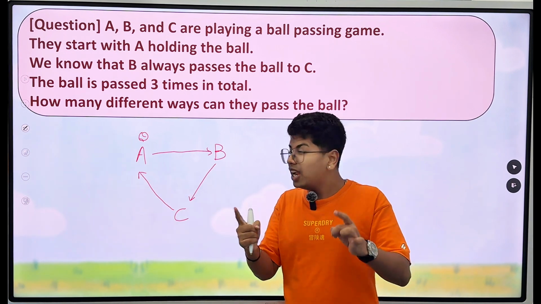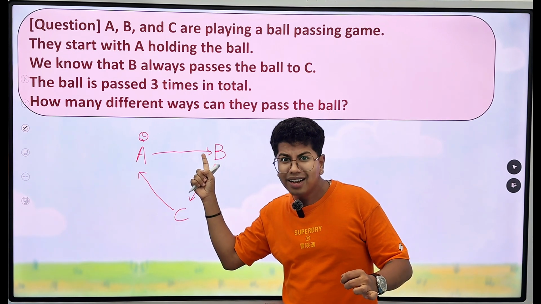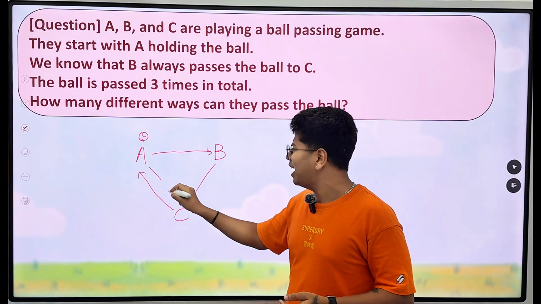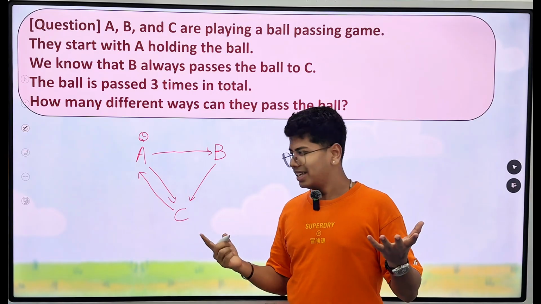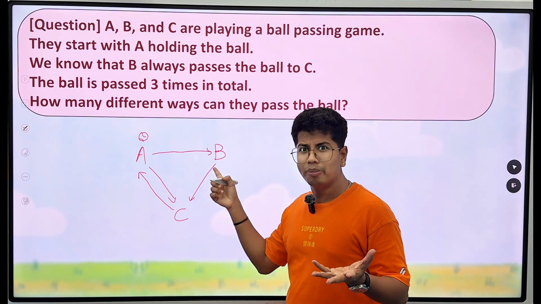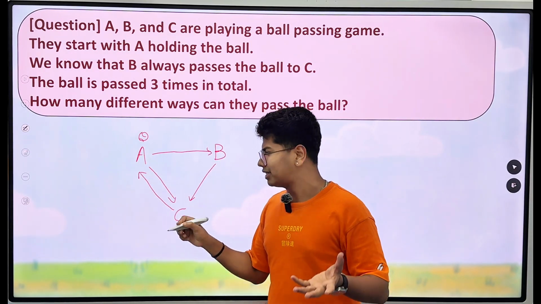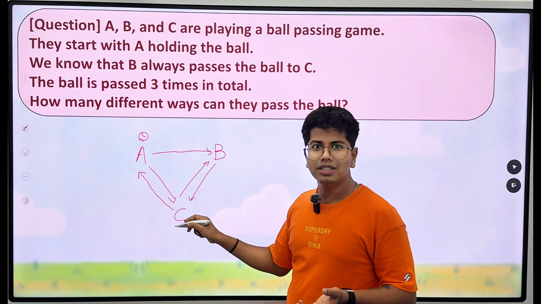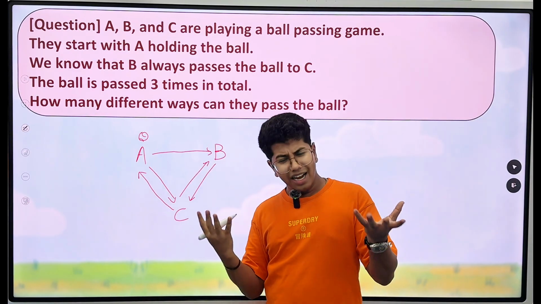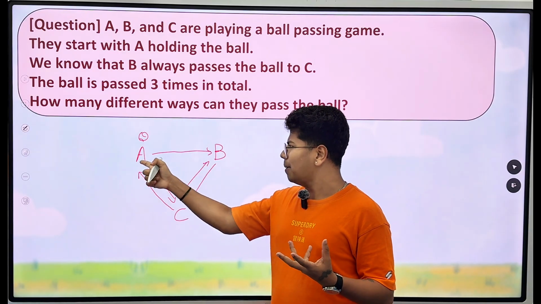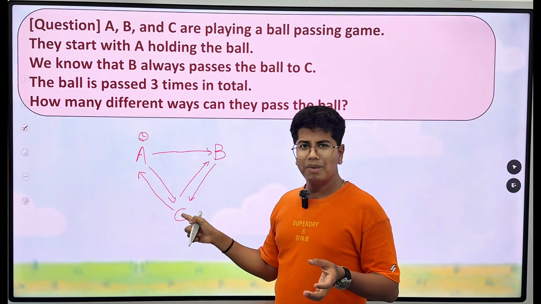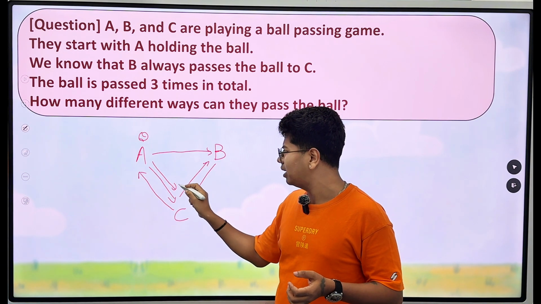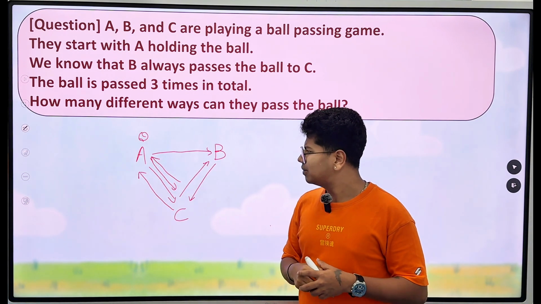But can A only pass to B? Of course not. A can also pass to C. So if A passes to C, then C can pass to B also, but he can pass to A also. So let's say he passed to B and now B only passes to C. So this is another way. Another way can be, let's say A passes to C, but C again passes it back to A.